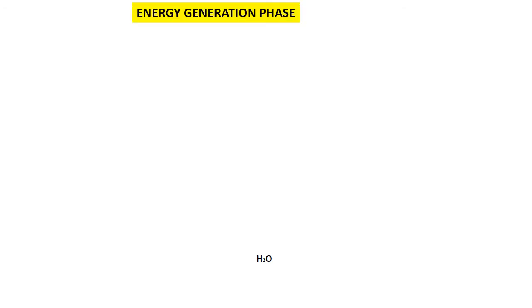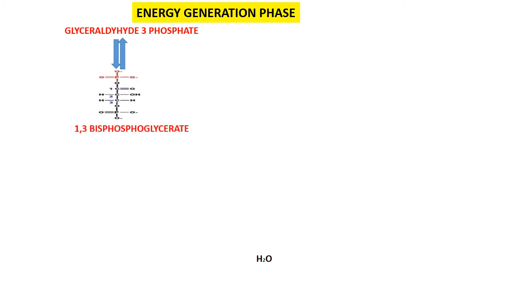Our next phase is the energy generation phase. In this phase, the glyceraldehyde 3-phosphate, which is produced in the last phase of splitting, gets converted into 1,3-bisphosphoglycerate with the help of the enzyme glyceraldehyde 3-phosphate dehydrogenase. In this reaction, substrate level phosphorylation takes place in which inorganic phosphate is added to the substrate and one NADH is produced, which gets into the ETC and is converted into ATP. We will study about it in our upcoming videos.